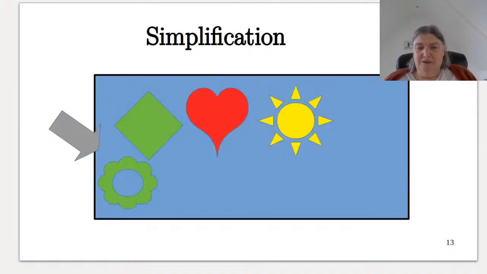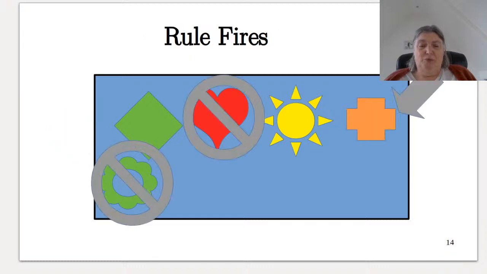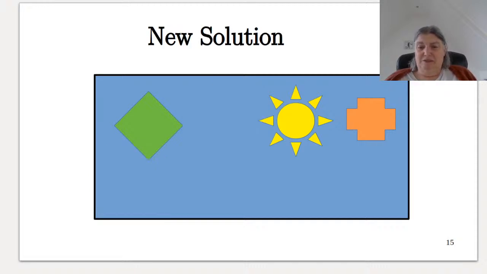Okay. From Prolog, I will add the flower. Starting with where we were. The rule fires. And now we have the cross, and the heart and the flower are gone.